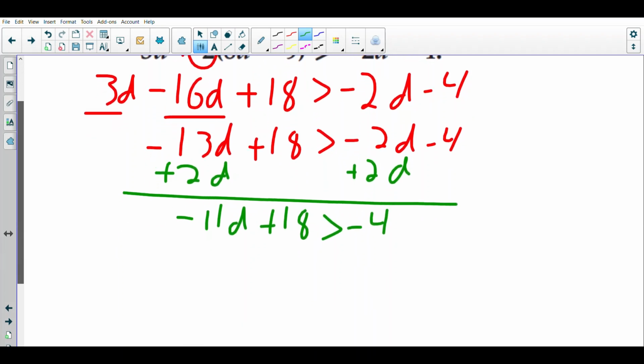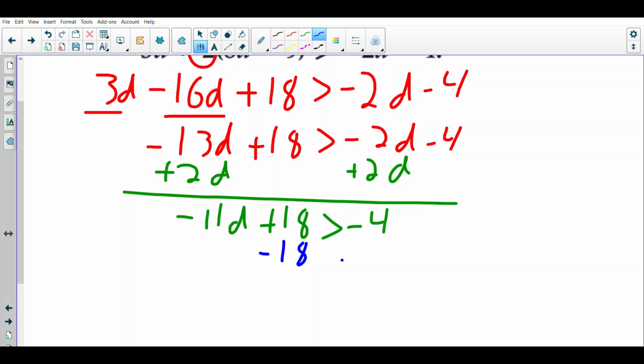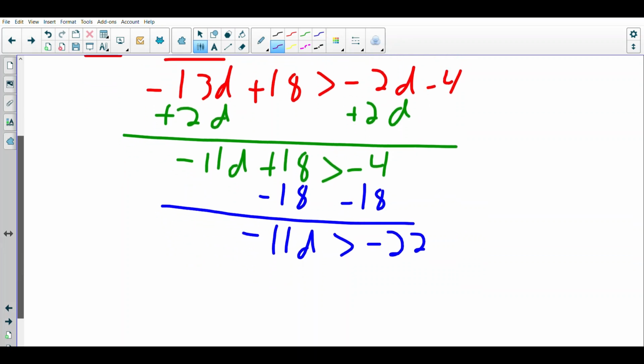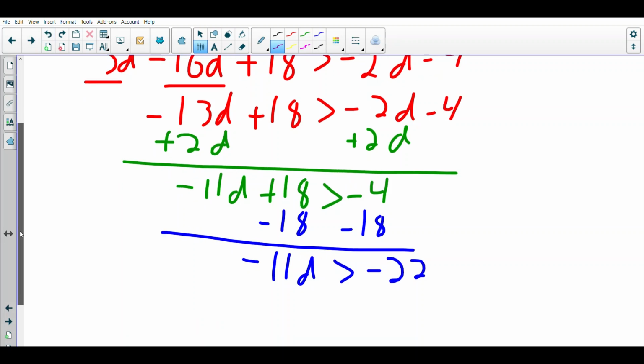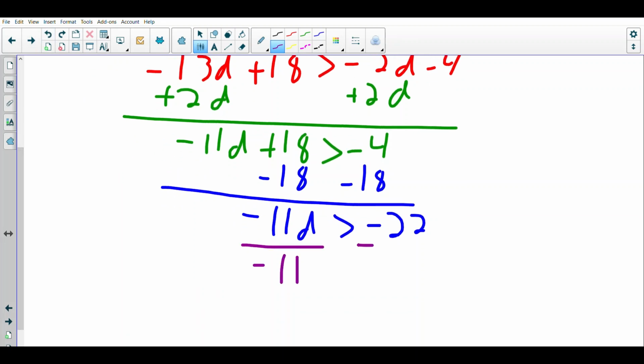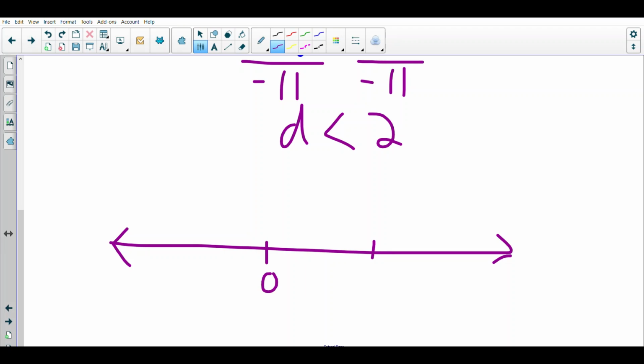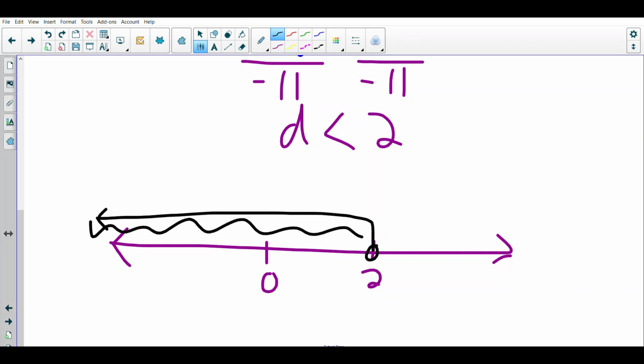So I get negative 11d plus 18 is greater than negative 4. Next, I'm going to move that 18, so I'm going to subtract 18 from both sides. So I get negative 11d is greater than negative 22. Finish it off. Divide by negative 11. I divide by a negative, so I need to flip the inequality. D is less than 2. Now let's graph. Got my number line, my arbitrary 0, got my 2, open circle, variable on the left, so I follow the inequality. There we go.